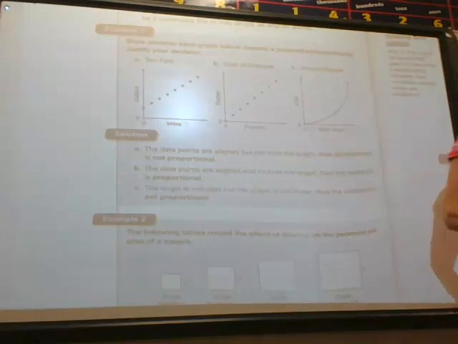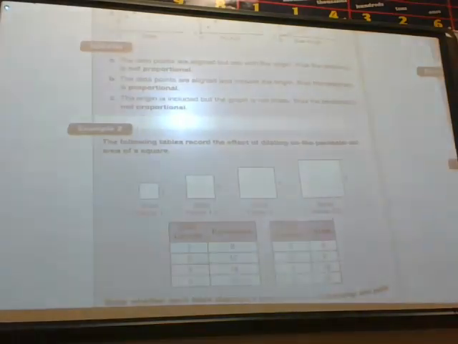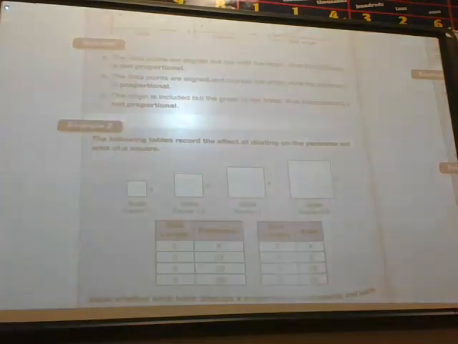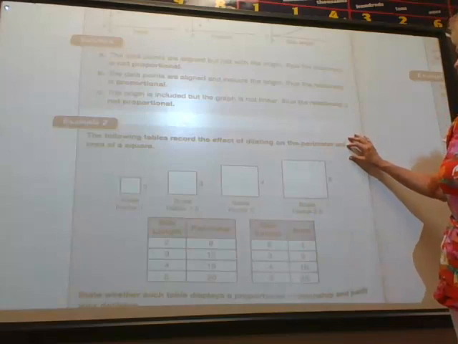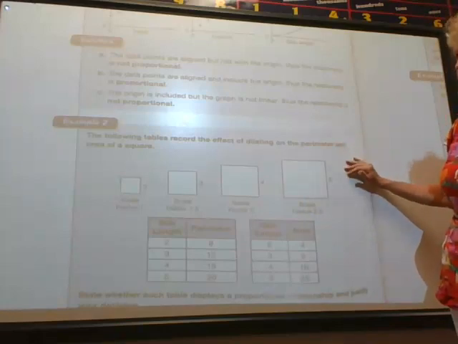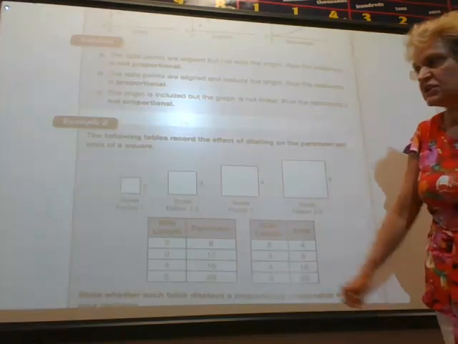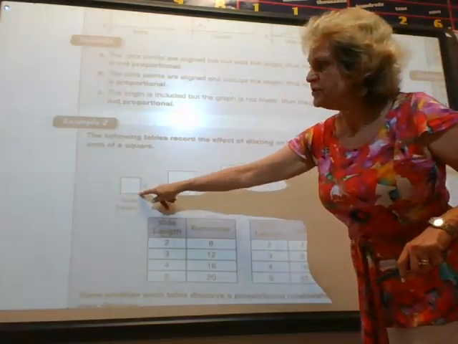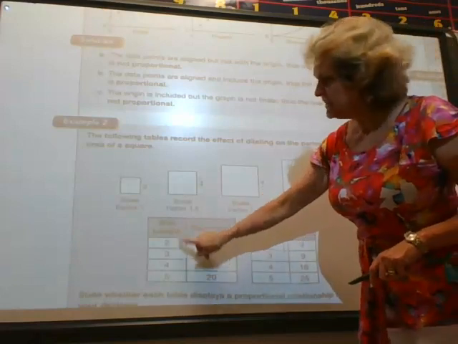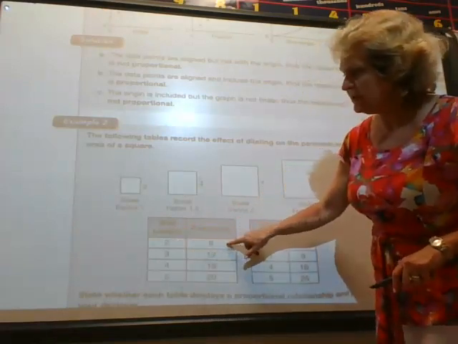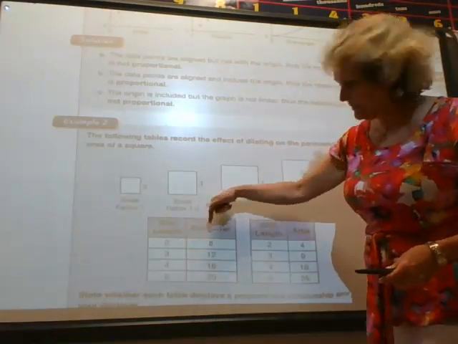All right, so let's look up at example 2. I'm going to move the document camera up a little bit. Okay, now we're supposed to state, it says here, the following tables record the effect of dilating on the perimeter and area of a square. So we have a little square here with sides 2, 3, 4, and 5, okay? So you have your chart. So you see your side lengths and your perimeter, because remember with a square, we just multiply by 4.